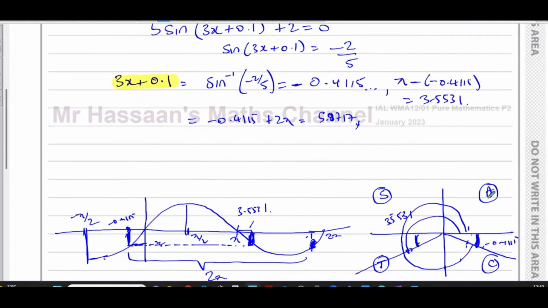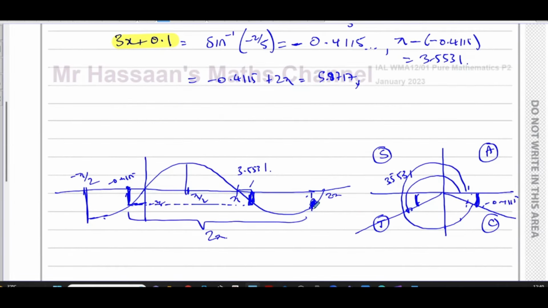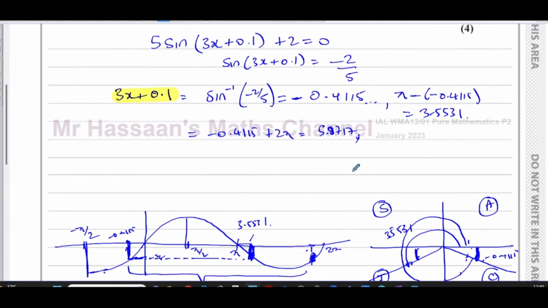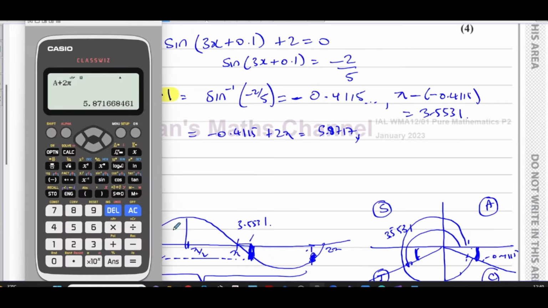Now I'm going to look at the other solution, which was this one here. Of course, if I add 2 pi to this, I think we'll be outside of the range, just about. But let's just make sure. I'm going to recall the answer that I stored as B, which is this. Okay, just to make sure. If I add 2 pi to this, I'm pretty sure we'll be outside of the range.